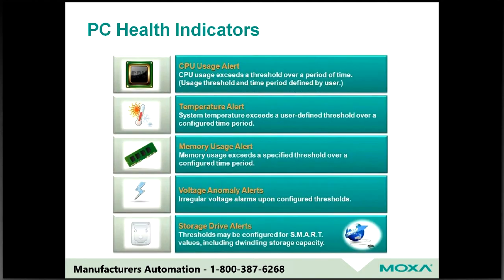PC health indicators. That embedded SNMP functionality within each panel PC or HMI is going to give you a report on CPU usage alerts, temperature alerts, memory usage, voltage abnormalities, and storage drive alerts. So if you're running low on memory and the threshold's being reached, it's going to give you a value of capacity, and you guys can address that in real time.